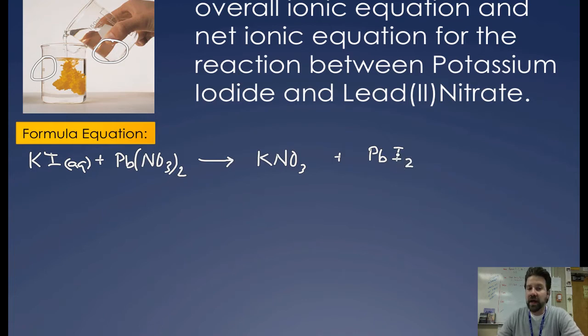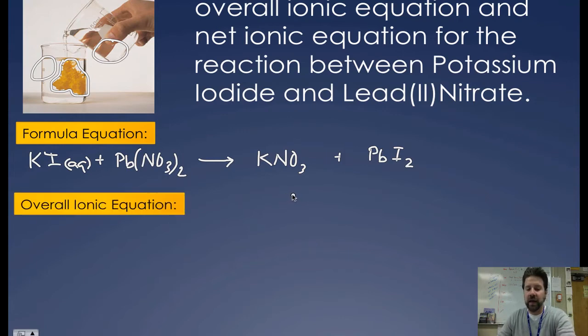Now, what we're going to have to do here is figure out whether these products are both soluble, because we want to identify which one of them is going to be our precipitate, our yellow compound here. That's going to help us determine our net ionic equation. So actually, let's go through all four of these and we'll see what's aqueous and what isn't. That will really help us write our ionic equation, which was step number two.